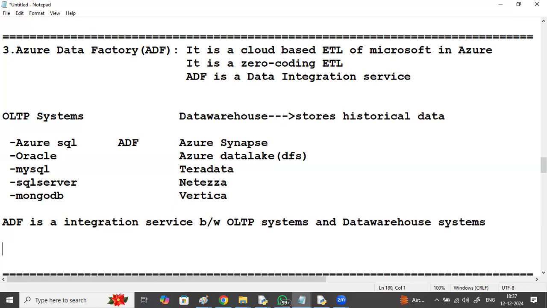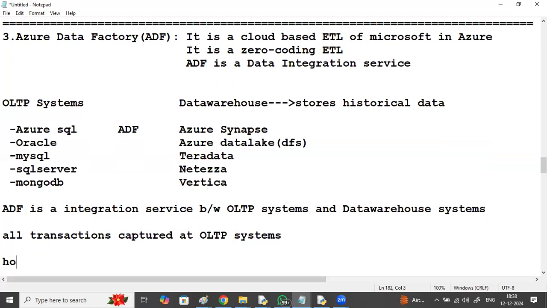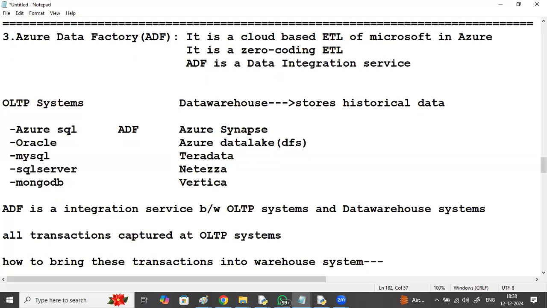Means if you see it in a more elaborate way, all transactions are captured where? All transactions are captured at OLTP systems. How to bring these transactions into the warehouse system? To bring these transactions into warehouse systems, we have ETL.